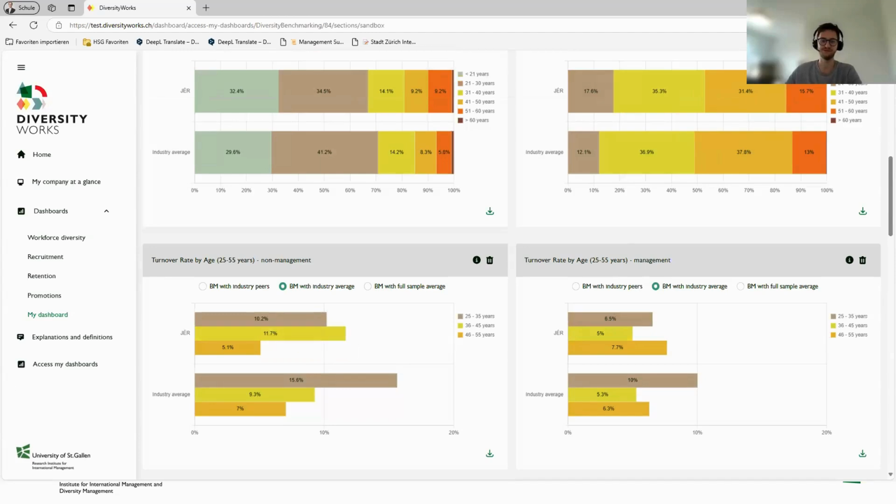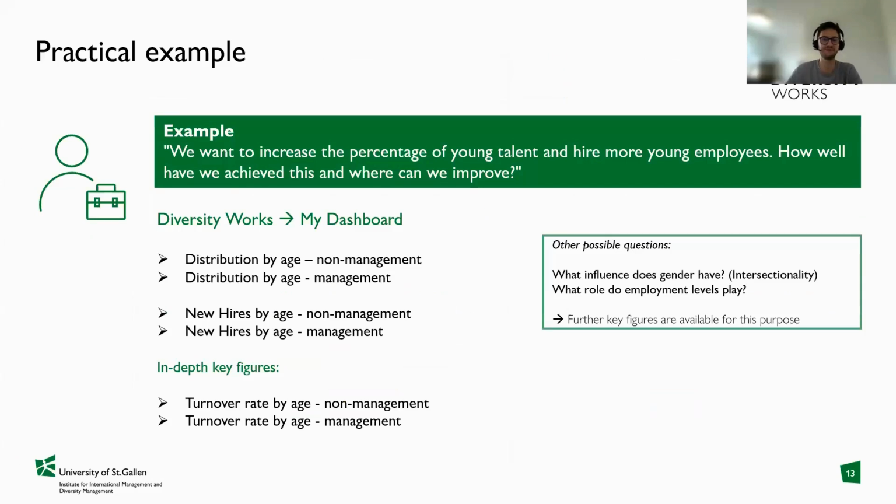When we go back to the slides, of course, there are more key figures available even for this specific case. But more important, maybe some of you might be asking, hey, it doesn't make sense for me to look at the diversity dimensions individually. For example, gender differences can also be identified in the age groups, so keyword intersectionality. This is absolutely crucial, and we strongly advise you to look at the dimensions together and recognize differences within them.